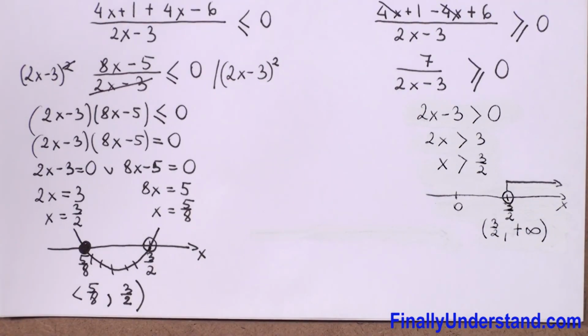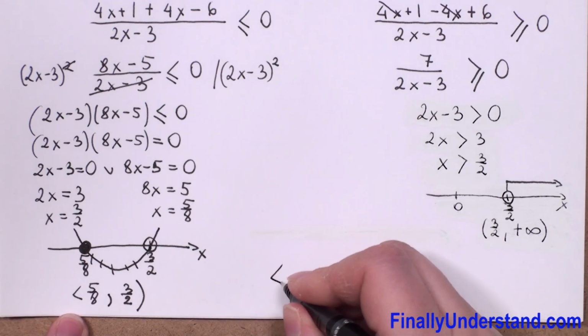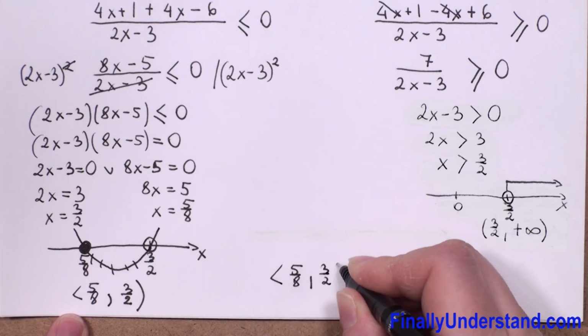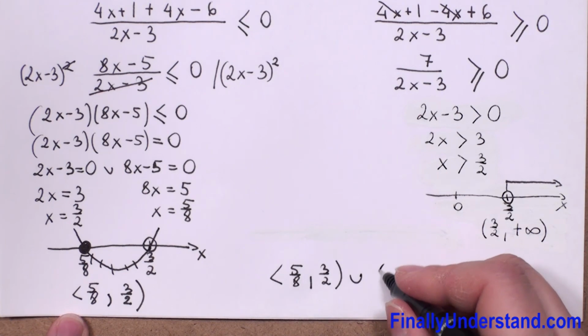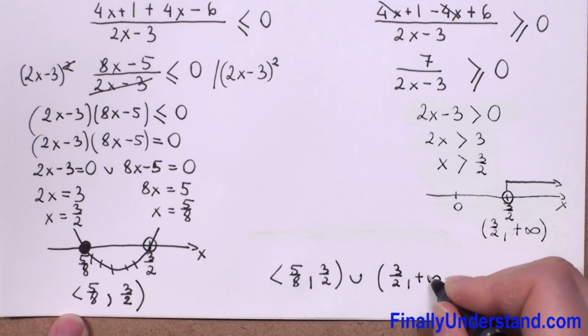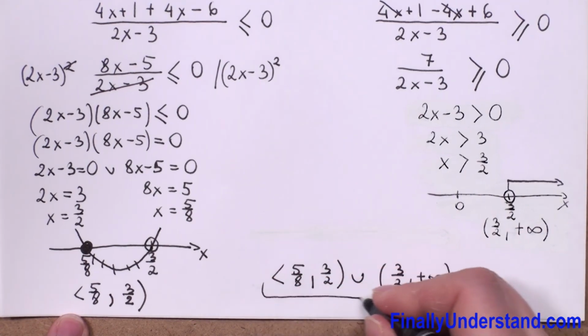We solved two inequalities. Now we have to put together these two solutions. First interval was from 5 over 8 to 3 over 2, closed on the left side, and the second is from 3 over 2 to positive infinity. So our solution will be from 5 over 8 to 3 over 2 plus the second interval from 3 over 2 to positive infinity. This is our solution.